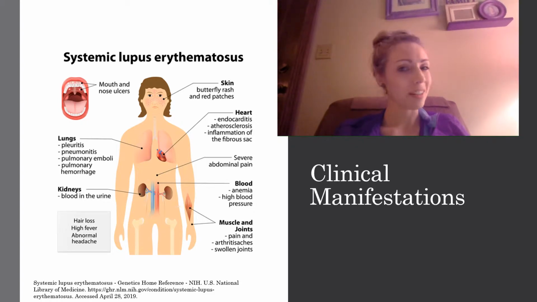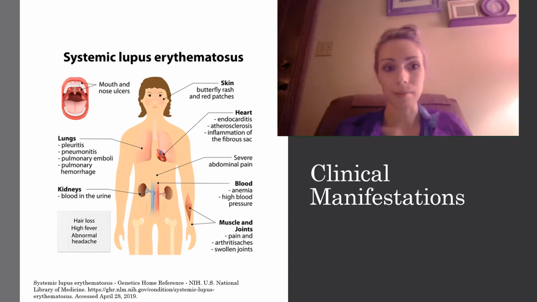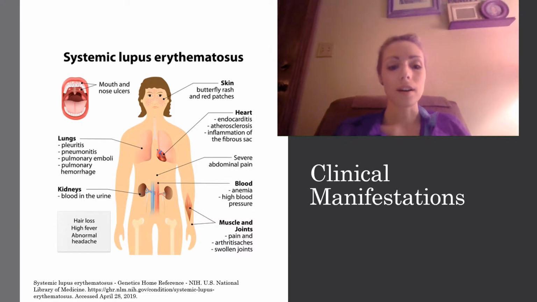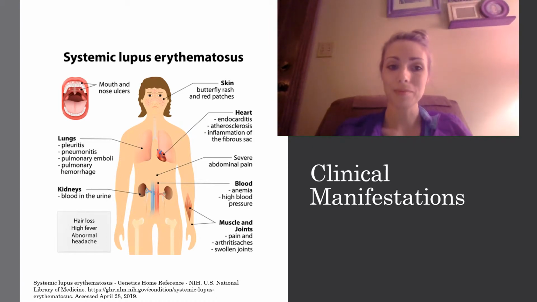SLE is a more systemic condition than RA, which can cause anemia, pleuritis, pericarditis, glomerulonephritis, hematologic disorders, and seizures. There are other manifestations, as you can see in the picture over here, that SLE can manifest as. But one of the most unique characteristics, as I had mentioned before, is the butterfly rash over the face. Though it's not present in all cases, it is one of those manifestations that if you have it, you probably have lupus.